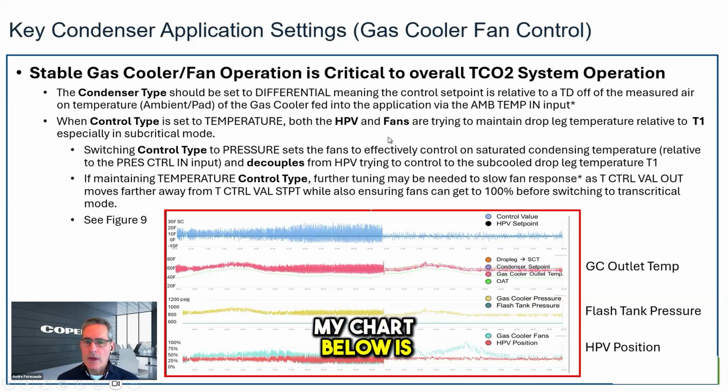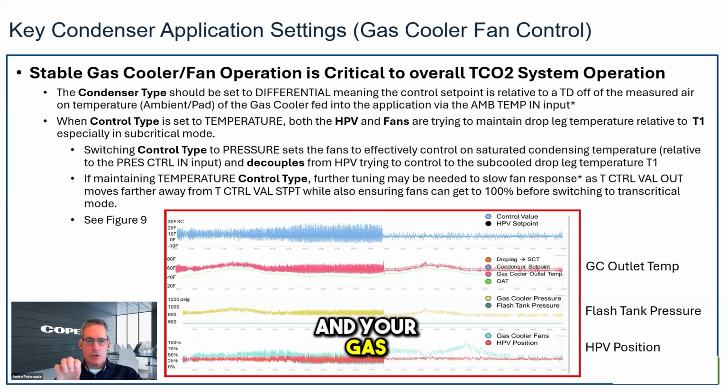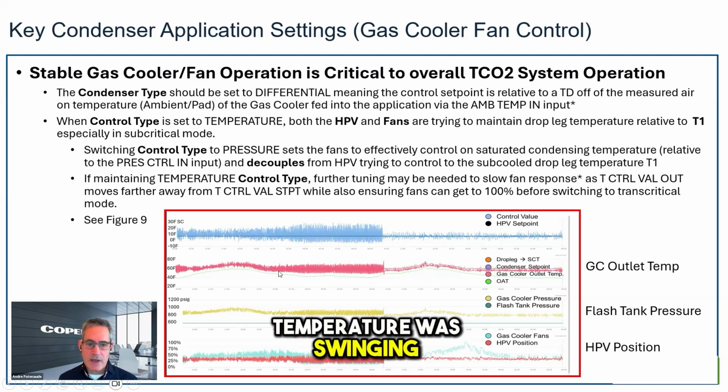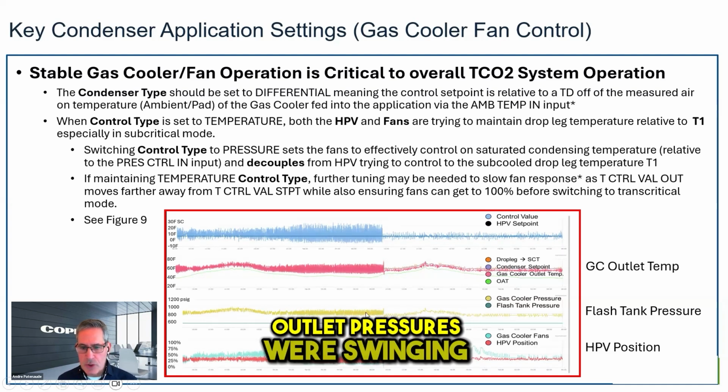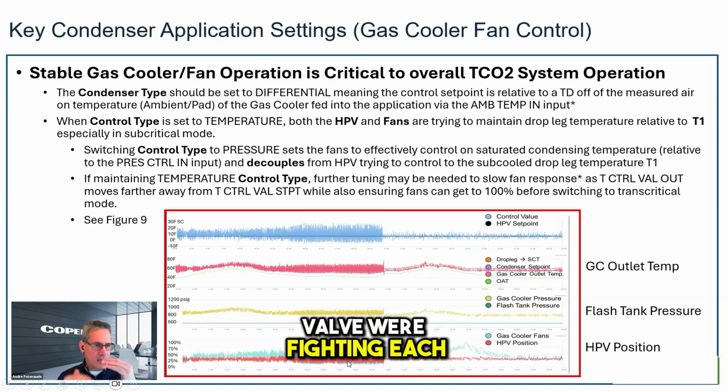My chart below is really what we saw at a job where it was set for pressure set point instead of temperature set point. So your high pressure valve and your gas coolers were decoupled from one another and were fighting each other. You can see on the top here, my subcooling set point is at 5 degrees, but my control values were jumping, with high subcooling, then low subcooling. My pink down here, my gas cooler outlet temperature, was swinging, and my gas cooler outlet pressures were swinging, all because my fans and my high pressure valve were fighting each other.